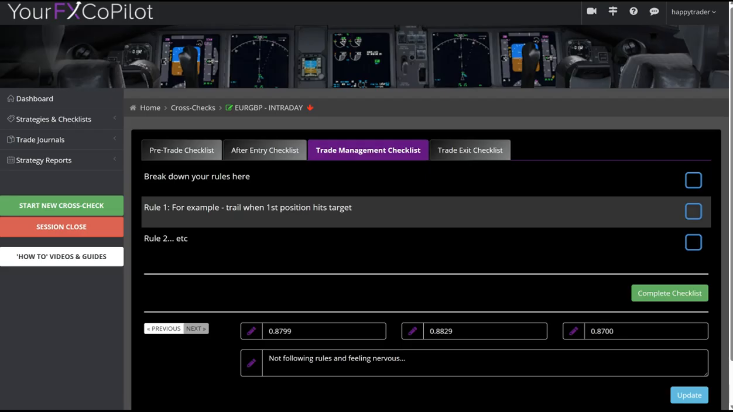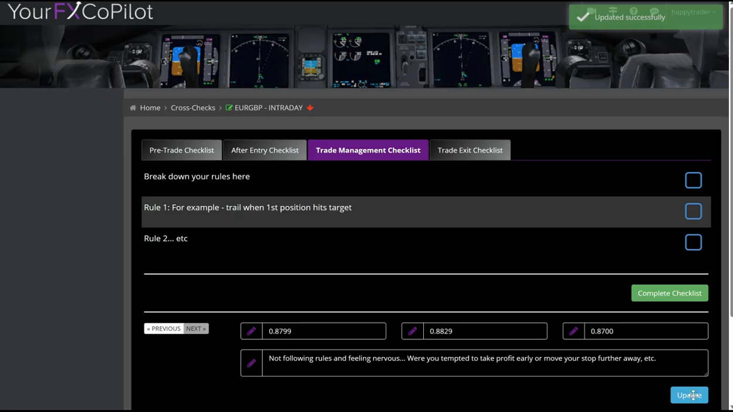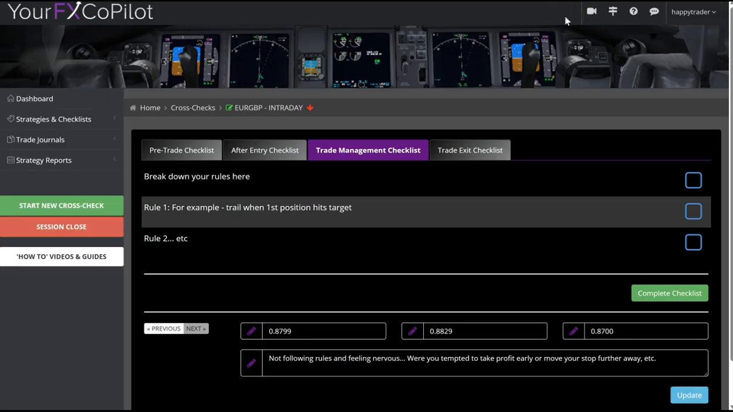So this is all about how you will manage your open positions, a crucial part of any trading strategy. And remember, you can add to these details at any time. So for example, were you tempted to take profit early or move your stop further away, etc.? And then just hit update. So again, you would check your rules against your trade, but I'm just going to keep going through just so you can see the process.